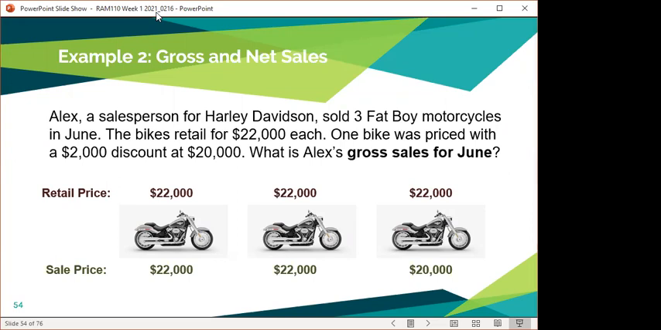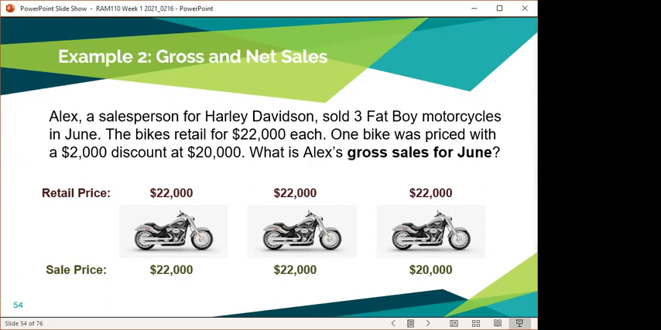So Alex, gross and net sales. Alex is a salesperson for Harley Davidson. Alex sold 3 Fat Boy motorcycles in June. The bikes retail for $22,000 each. So one bike was priced with a $2,000 discount. So that means the price went down to $20,000. What was Alex's gross sales for June?